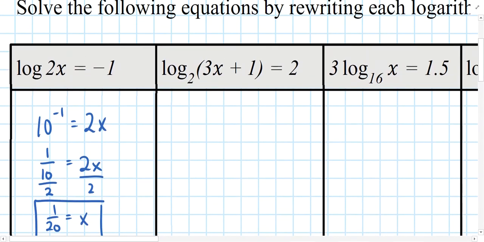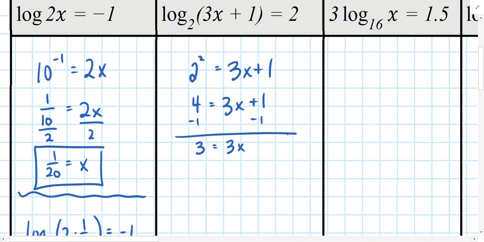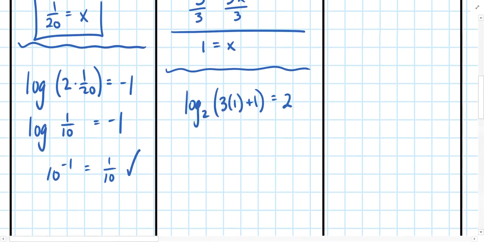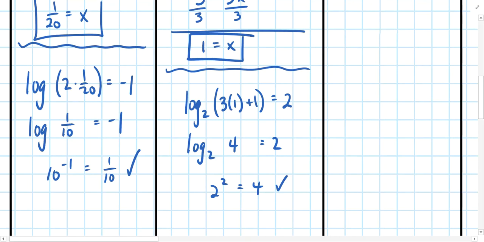In the next example, we would rewrite the logarithm as the exponential 2 squared equals 3x plus 1. Then use the reverse order of operations to isolate the variable and solve for x. We see that the answer is 1, and if we check our answer, we should see a true result. I feel confident with this answer.